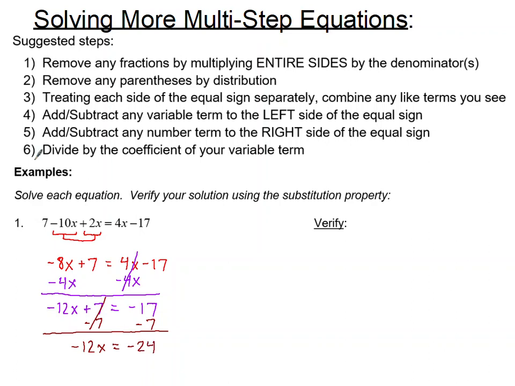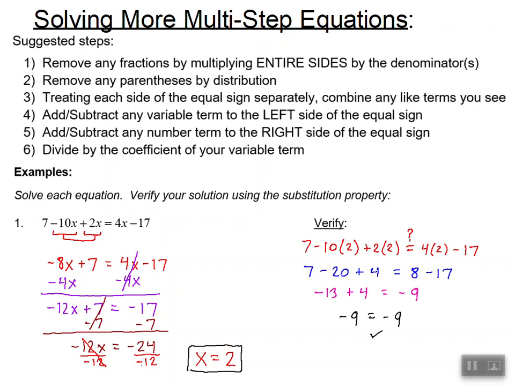And now I have my final step, divide by the coefficient of our variable term. The coefficient is negative 12. I'm going to divide it away since it's being multiplied. And now I have that x equals negative 24 divided by negative 12 is 2. What I'd like for you to do is pause the video right now and verify that this answer is correct. Substitute the 2 in for this x and this x and this x and see that we get a true sentence. Pause now to verify.